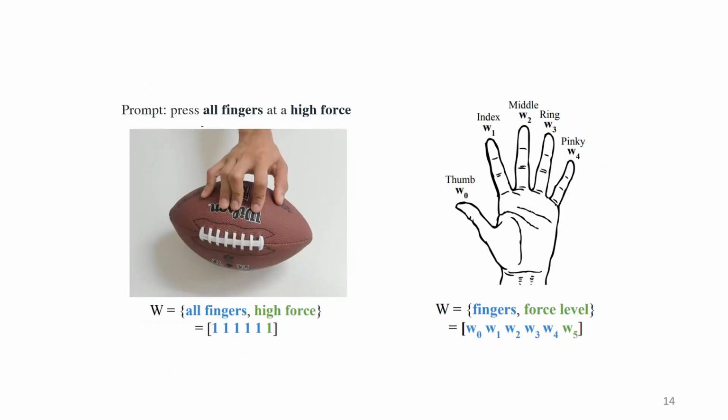We formulate a weak contact label based on the prompt given to the participant. For example, in this image, the participant is prompted to press all fingers at a high force. The contact label is a list of 6 bits. The first 5 bits describe which fingers are in contact, and the last bit describes if the participant was prompted to apply a low force or a high force. The contact label is then used to supervise the network.